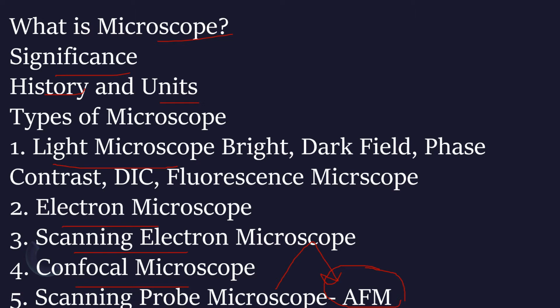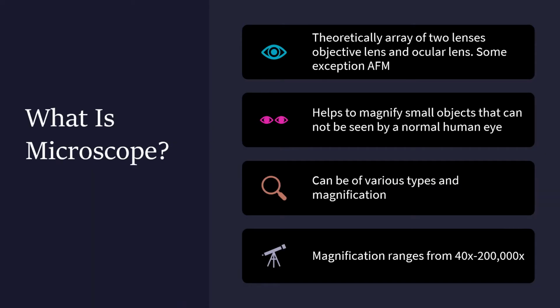Today we're just going to deal with these things which are very important when you're talking about microscopes. What is a microscope? Theoretically, if we just say, there are two lenses, one is the objective lens and one is the ocular lens. The objective lens is near to the object, and the ocular lens is near to the eyes. But there are also some exceptions which do not have any such lenses, like the atomic force microscope.